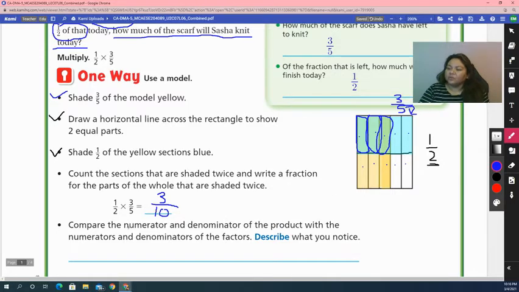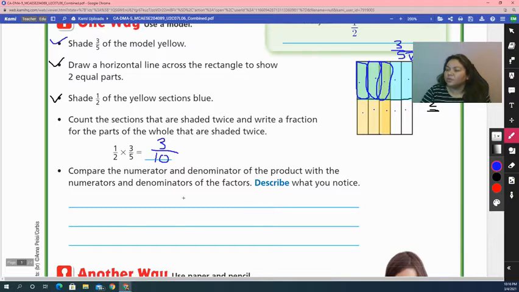Now here it says, compare the numerator and denominator of the product with the numerators and denominators of the factors. Describe what you notice. So why don't you go ahead and do that? Write it in your notebook. Compare 3/10 to our factors, which are a half and 3/5. What do you notice? I want you to describe it and write it in your books. I will ask you to complete this question on the next slide. So make sure that you write it right now. Pause it, and once you answer the question on the next slide, you'll just copy the response you wrote here. Okay, let's go ahead and move on.